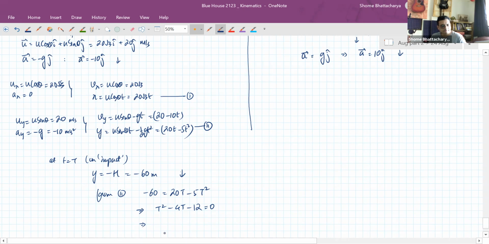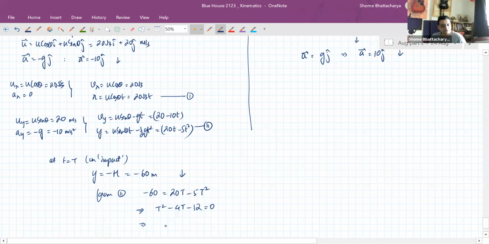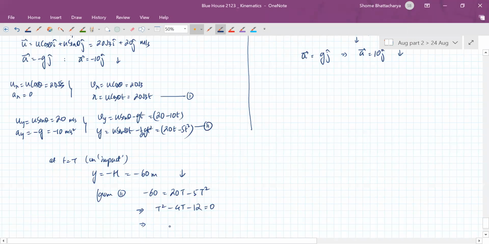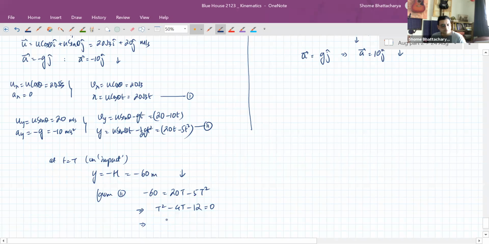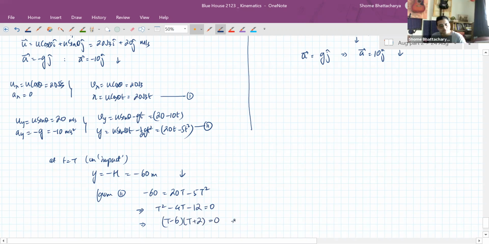So 6 and minus 6 and... Sir, minus 6 and 2. Yes, I mean, the roots will be T minus 6 and T plus 2. Okay. So the value of t is either 6 seconds, which is acceptable, or minus 2 seconds, which is not acceptable because time should not be negative.